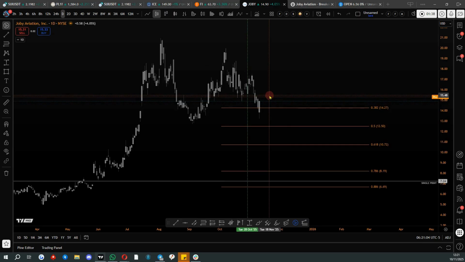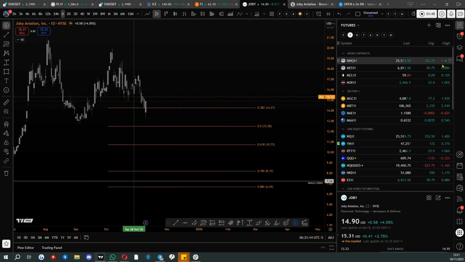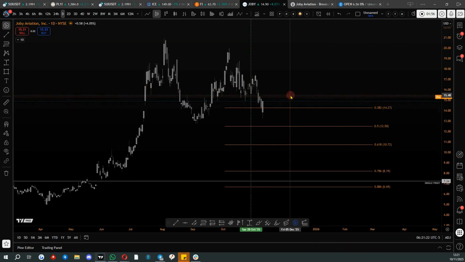But at the same time, depending on how the market opens, of course, we could also just go to the other side. But when we look at the futures, looking pretty positive during that Asia open and the European session at 1.4%. So I think we can be fairly optimistic about a continuation to the upside.